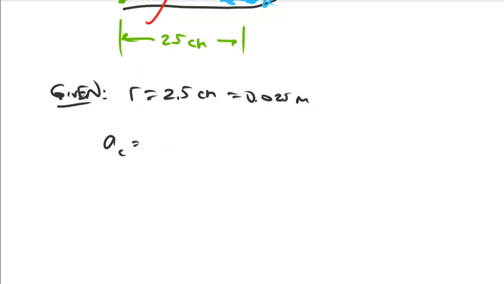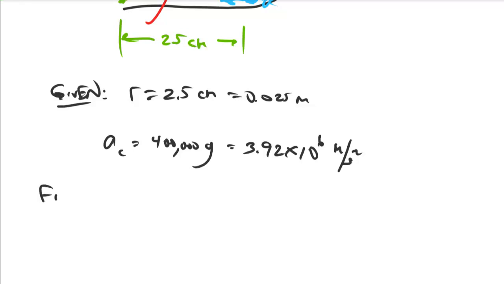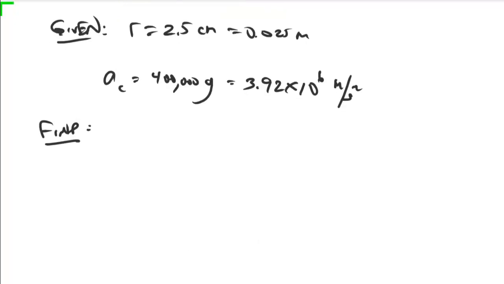The acceleration is going to be equal to 400,000 times g, so 400,000 times 9.8, so this comes out to 3.92 million, so 3.92 times 10 to the 6th. This is meters per second squared. That's our centripetal acceleration. We're asked to find the omega, the angular velocity, or really angular speed that causes this, right? So the angular speed that causes this centripetal acceleration at that distance.